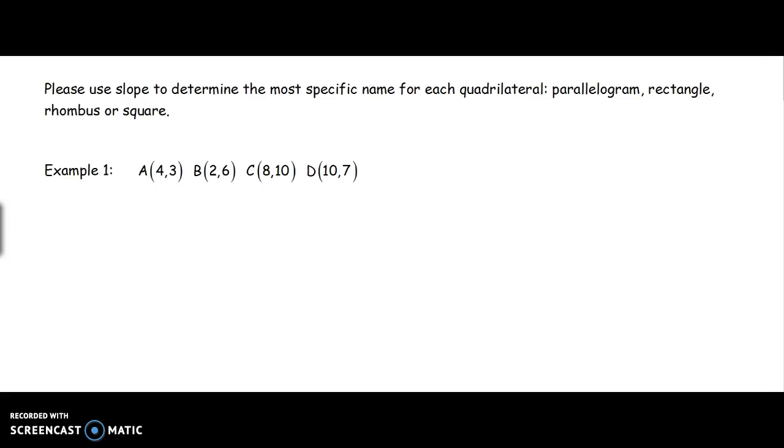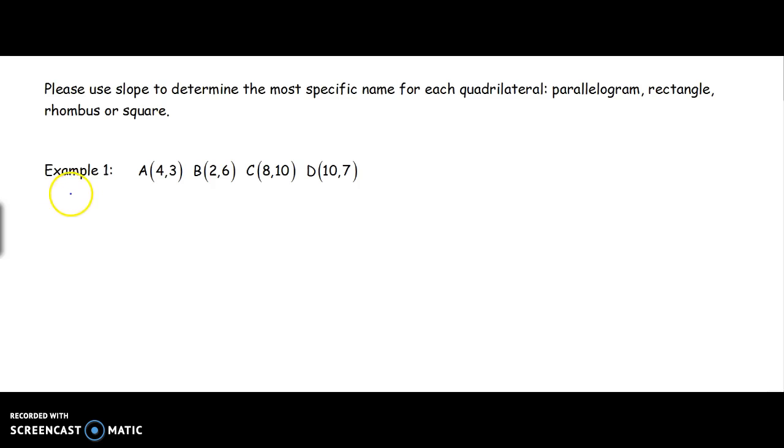Today what we're going to do is take 4 points and say if it's a parallelogram, a rectangle, a rhombus, or a square. Now, in the past, we've been given 4 points and we've been saying, yes, this is a parallelogram, and no, it's not, based on the slopes of those 4 points.